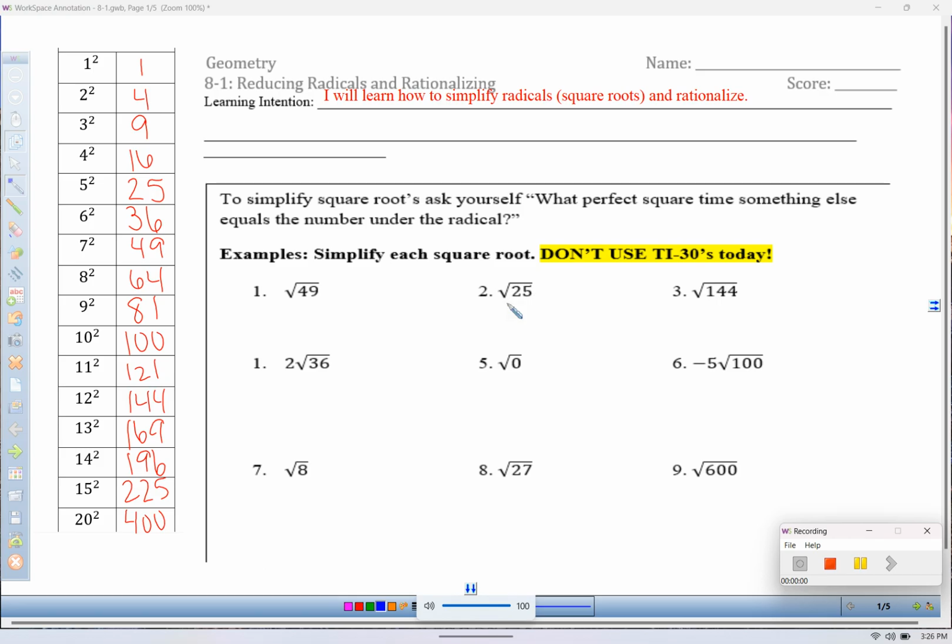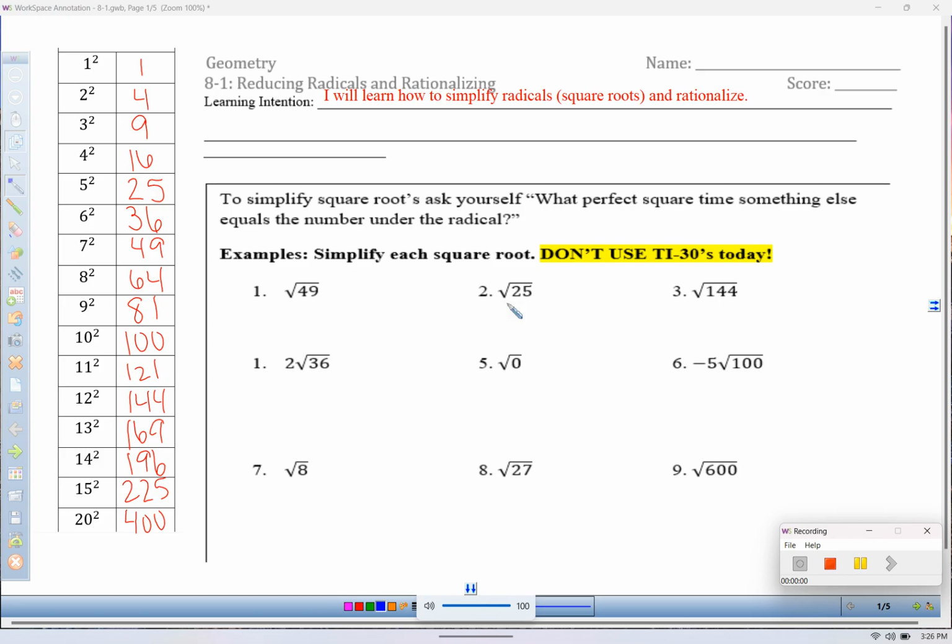So basically the term radical is just a fancy name for square root. So you'll be hearing me say radical quite a bit, but it's really square root. And today, for this lesson, we're not going to be using TI-30s. I know while you're watching this video, we can't really see what you're using. However, you must show every step. And so even if you're using the TI-30, you're going to have to show every step, okay?